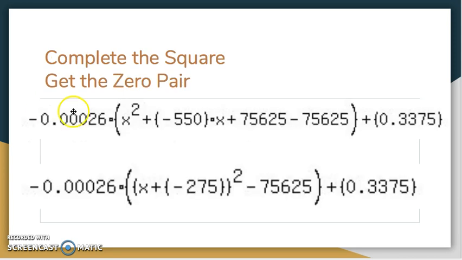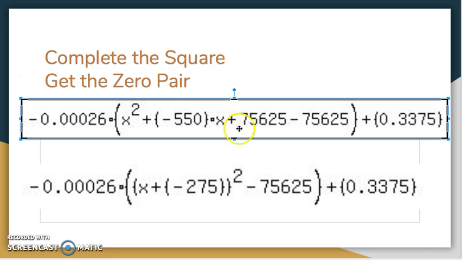So when you complete it, it's x. We need to complete the square and then get the zero pair. How to get the zero pair? B over 2 squared. So negative 550 over 2 squared is 75625. That will be our zero pair. So zero pair is like a sum of two numbers that equal 0. So positive 75625 and negative 75625 equal 0.